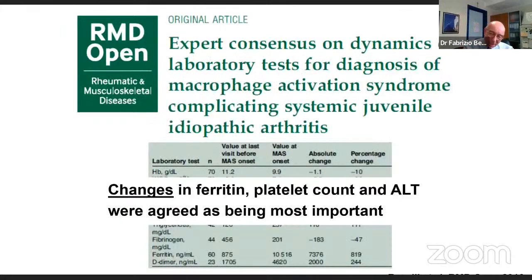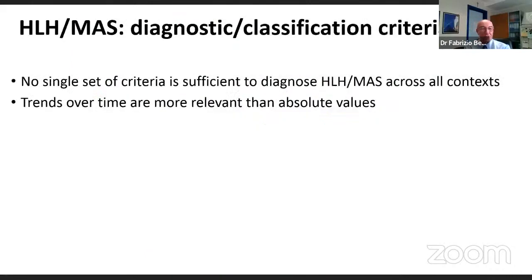And in the data set that was used to generate that criteria, we had a consensus meeting altogether in which we looked at change over time. And it was pretty clear that it was a change over time of these 3 things that were considered most important for the diagnosis of MAS in this context. So changes over time are important.